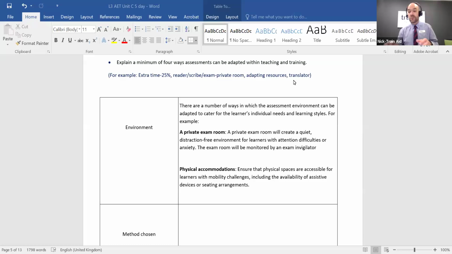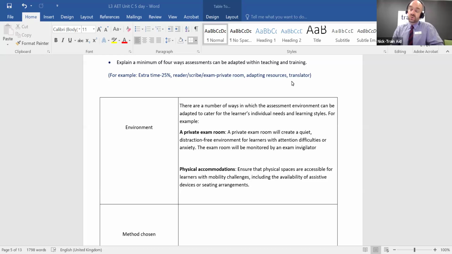If we have a learner who has English as a second language, okay, can we arrange for a support specialist such as a translator to interpret the question, to record the responses given by the learner? You could even print the test paper within a different language as well. So it's all about making changes to support the learner.